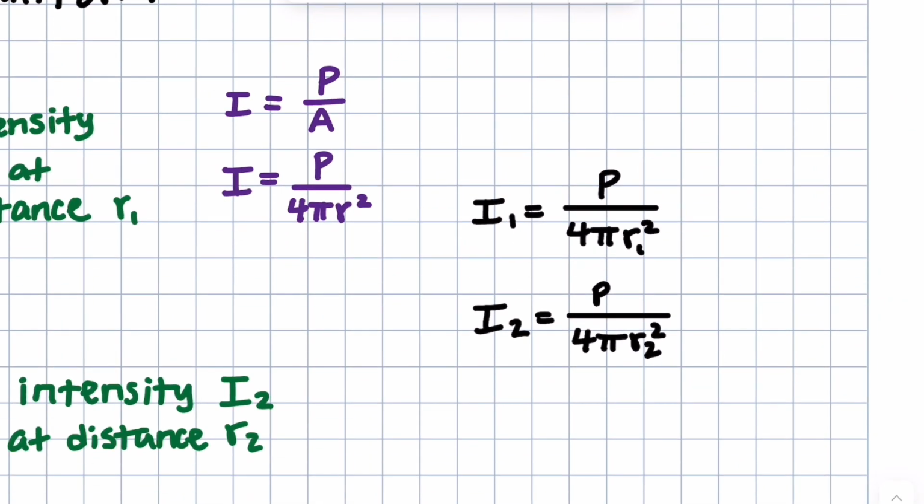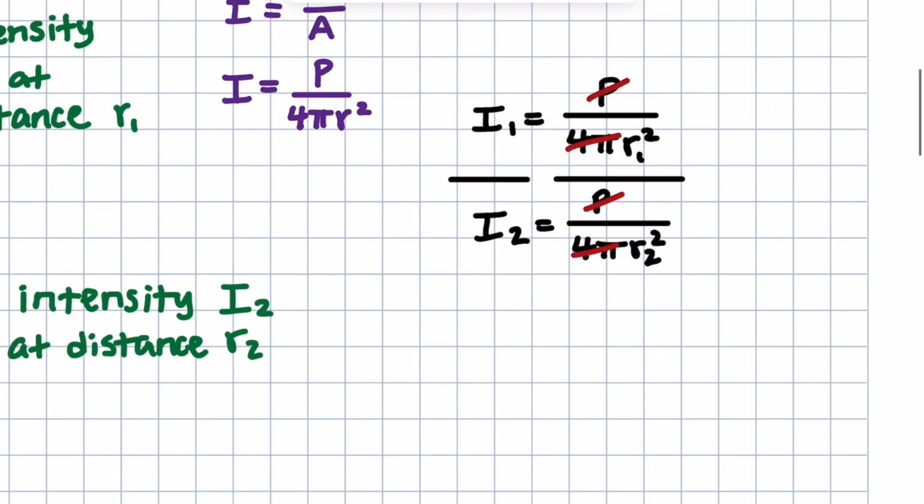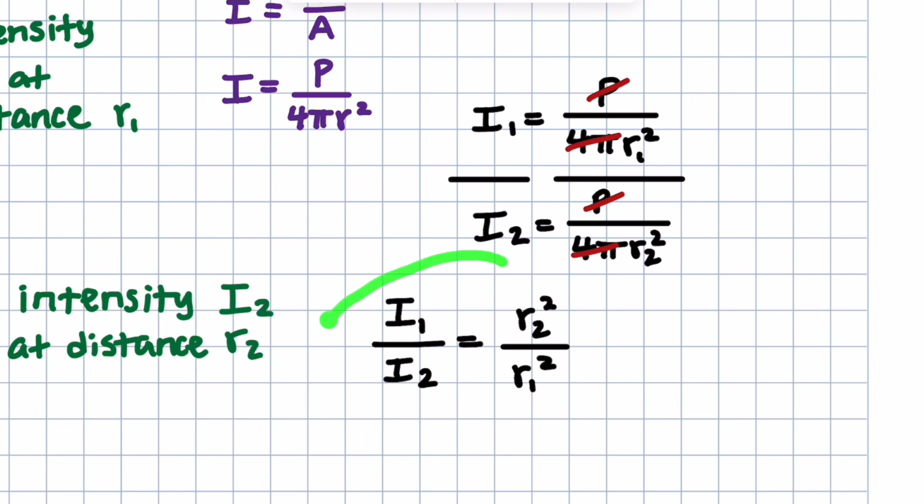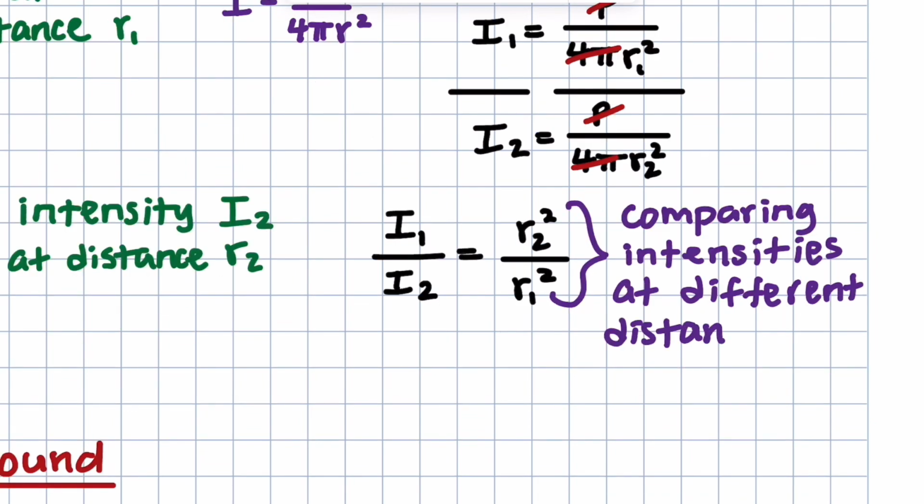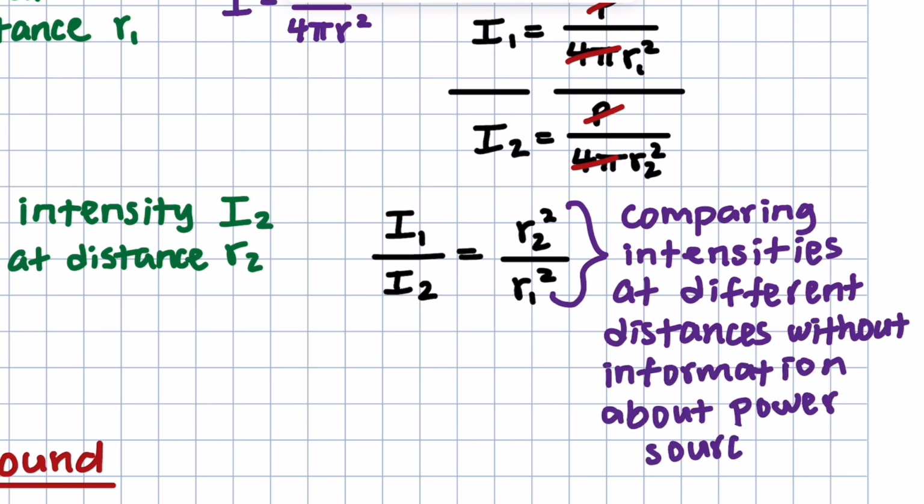To compare, we can divide the left sides and the right sides, and then things cancel, and we end up with the following. Hopefully you won't find that algebra too complicated. It's a useful, important equation, because it compares intensities at two distances from a source without needing the power of the source. So make sure you write it down, because it'll help you with your quest homework.